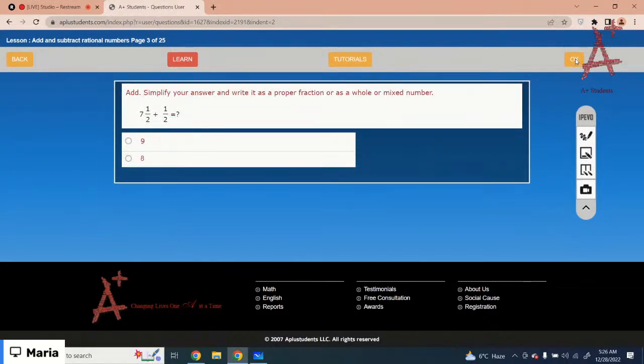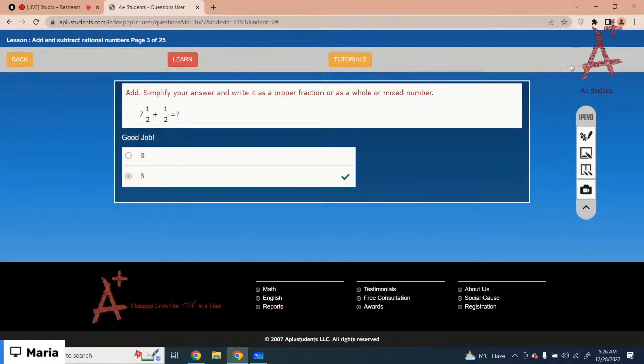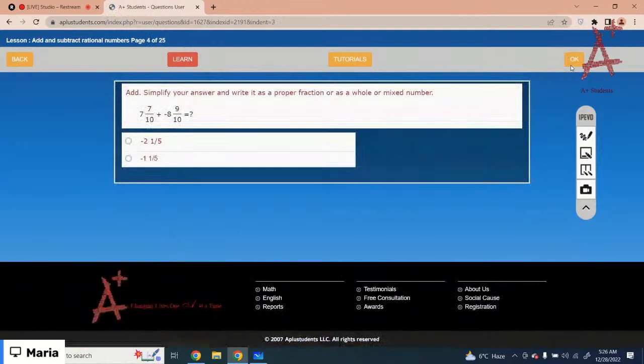Okay, the next one is 7 whole 1 by 2 plus 1 over 2. Got it? So half and half makes 1. So 7 and a half means 7.5, and the other half makes a complete 8. So the correct option is 8. Just select the correct option and click on the OK button.